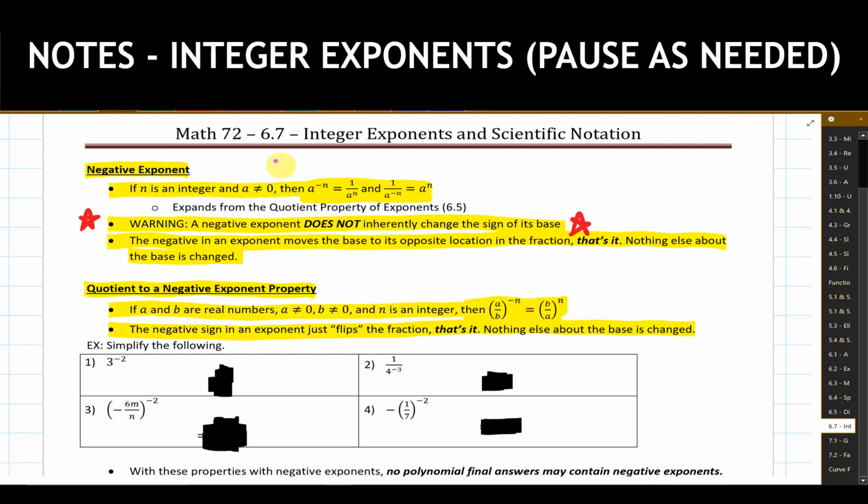The big thing that a lot of people get mixed up with the negative exponents is that they assume that the negative that's going along with that up here is somehow going to affect the base value down below here, this a value. And while it does actually affect its placement in a fraction, it does absolutely nothing to change the sign of the base itself.